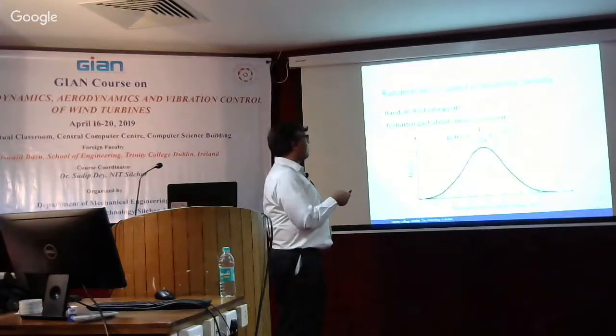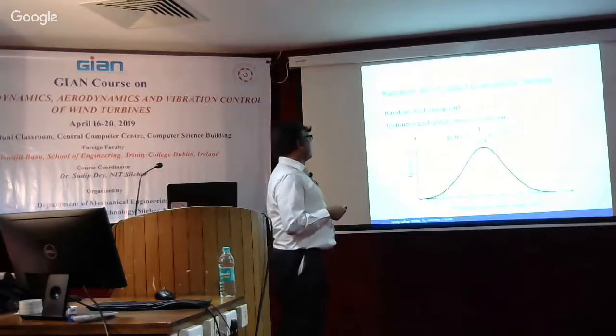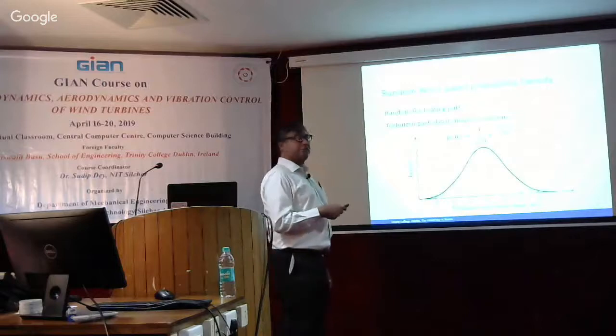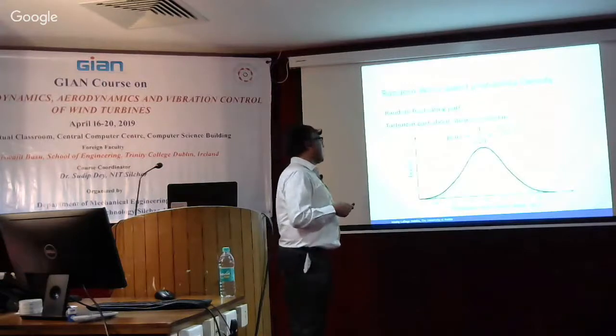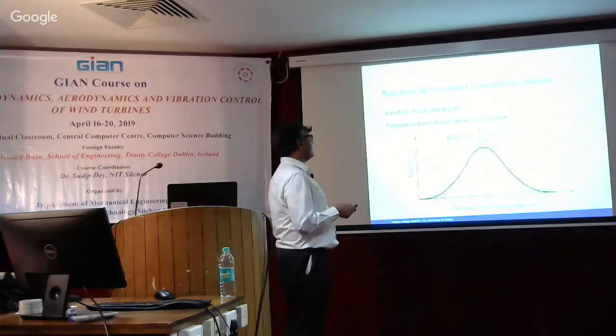Now, this turbulent part obviously is random in nature. So we can have a probability distribution to describe it. And normally, if you use a Gaussian description, then this is what you have for the wind velocity, given by the mean u, and sigma u is the standard deviation.